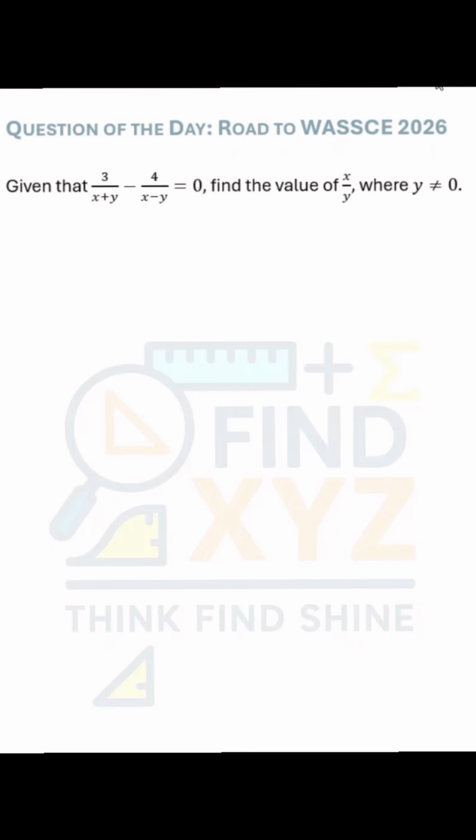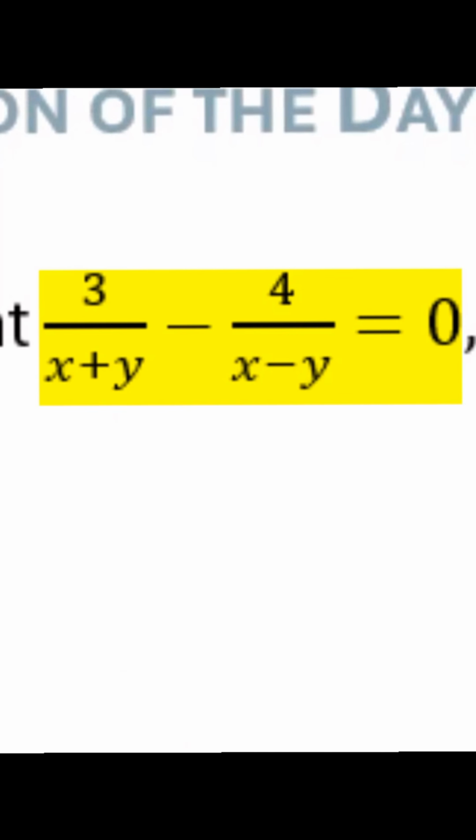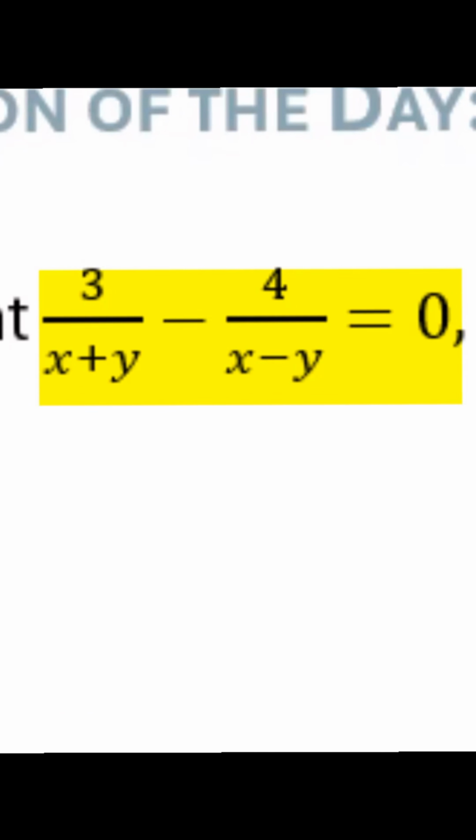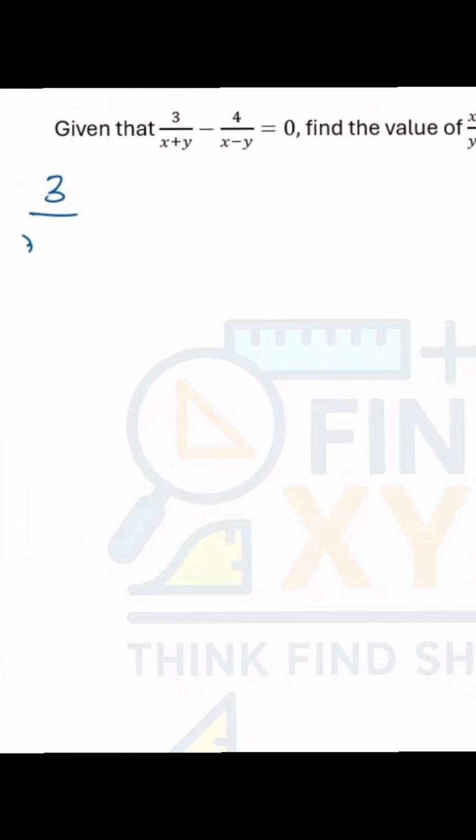Let's try this question. We have been given an equation that states that 3 all on x plus y minus 4 all on x minus y is equal to 0. We've been tasked to find the value of x on y where y must not be equal to 0. Let's dive in. Now, I have 3 on x plus y minus 4 over x minus y is equal to 0. We have an equation.